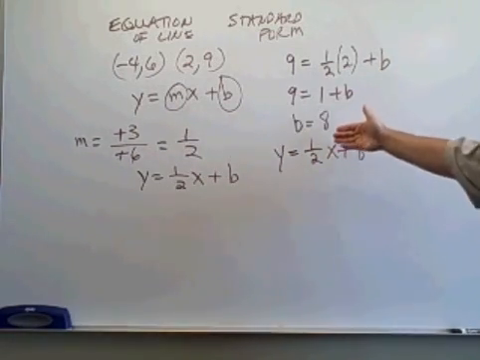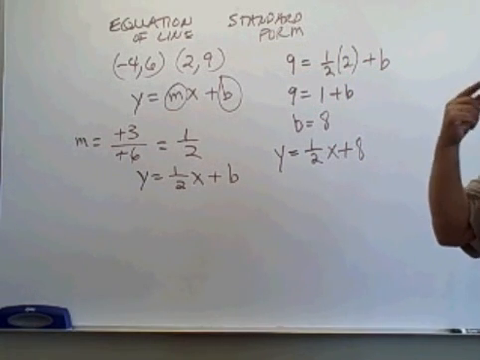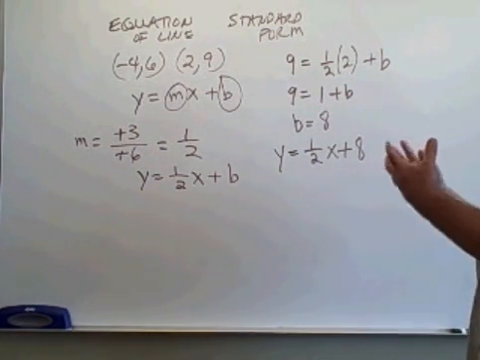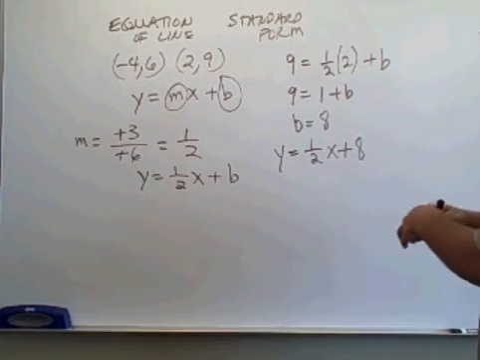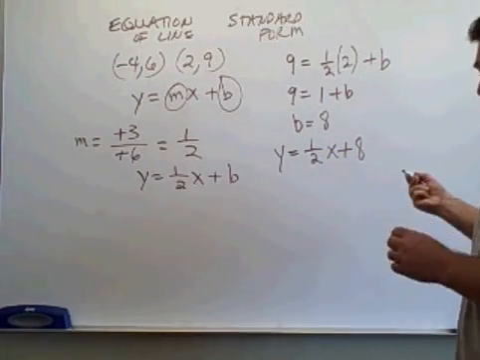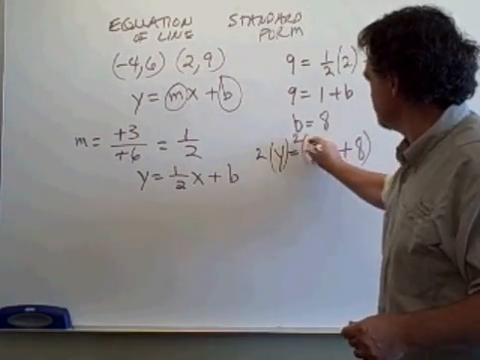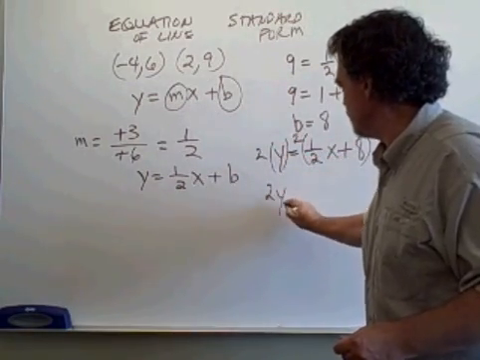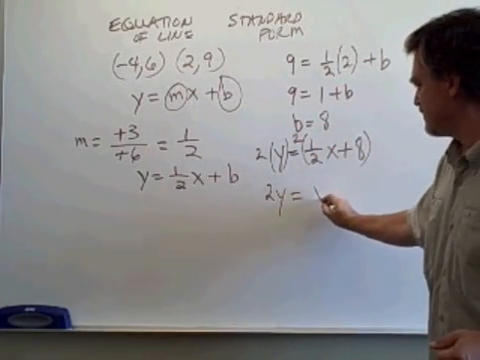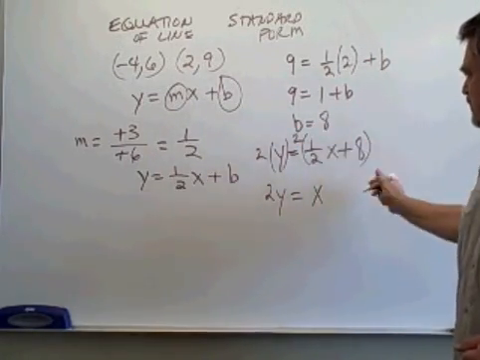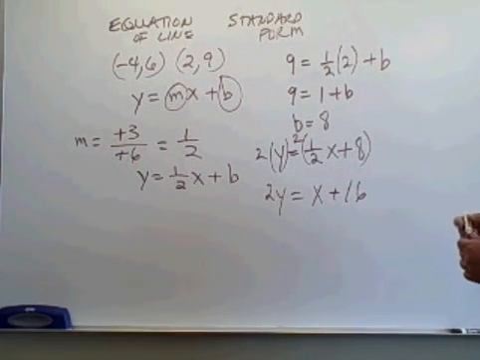But this is in slope-intercept form. We wanted standard form. Not only that, we wanted standard form with integer coefficients. That means whole number coefficients. So we want to get rid of that fraction. We can do that by multiplying both sides of the equation by 2. 2 times y is 2y. We'll have to distribute here. 2 times 1/2 x is x, and 2 times plus 8 is plus 16.